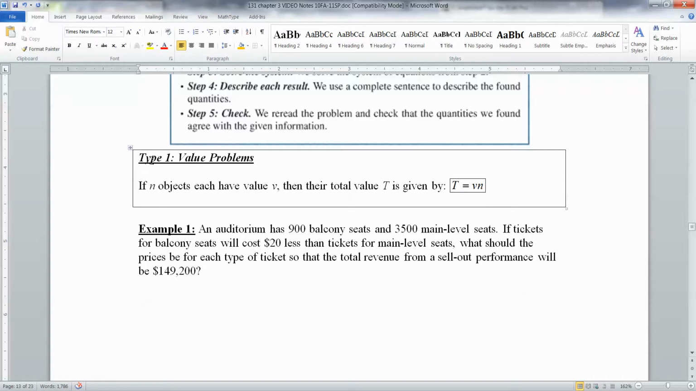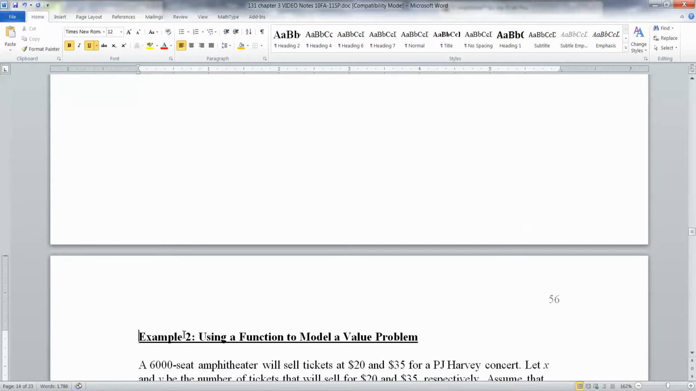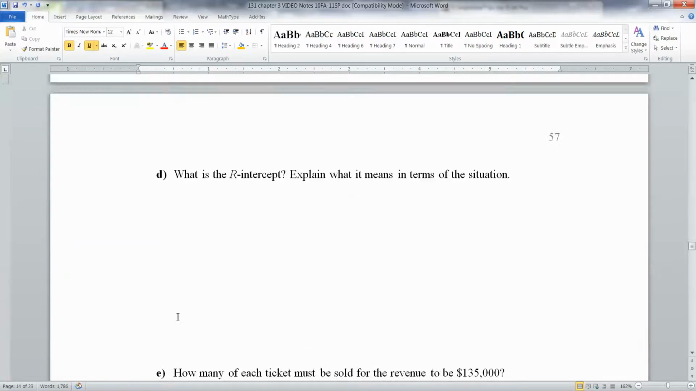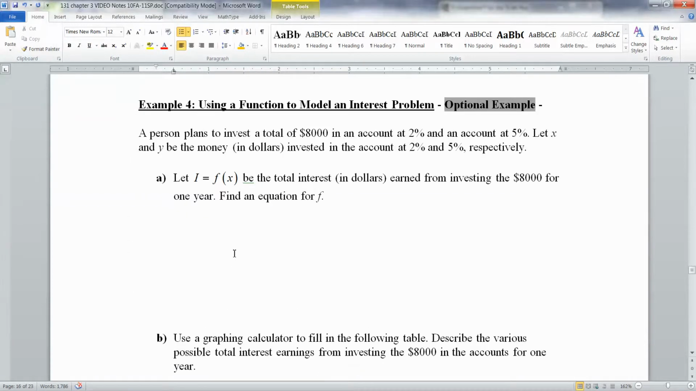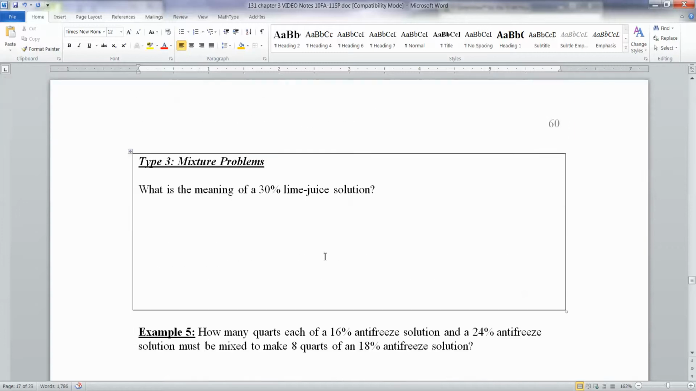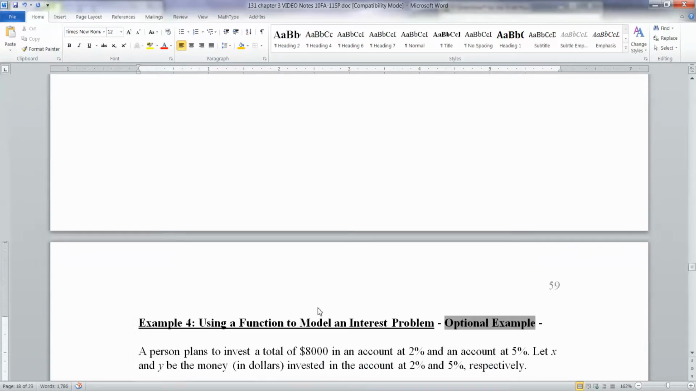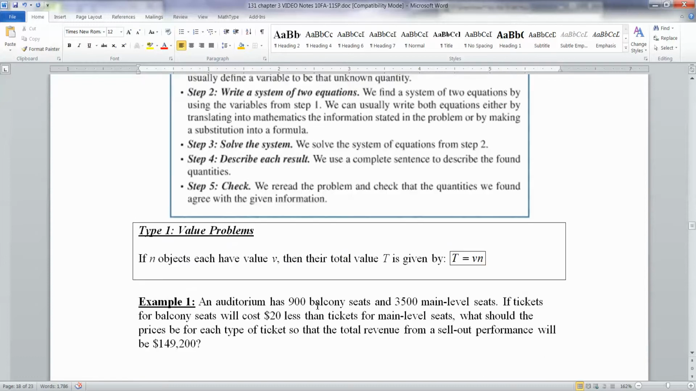Now, they have a little formula in here, and there are 3 types that we're going to be learning. So type 1 is a value problem, and I got a couple of them in here, and then interest problems like annual interest rates, like on a credit card, and then another interest rate problem that I put in there, and then mixture problems like you need in science class. I have a 10% saline solution and a 20% saline solution, that kind of thing. All right, so we're going to start off with value problems.